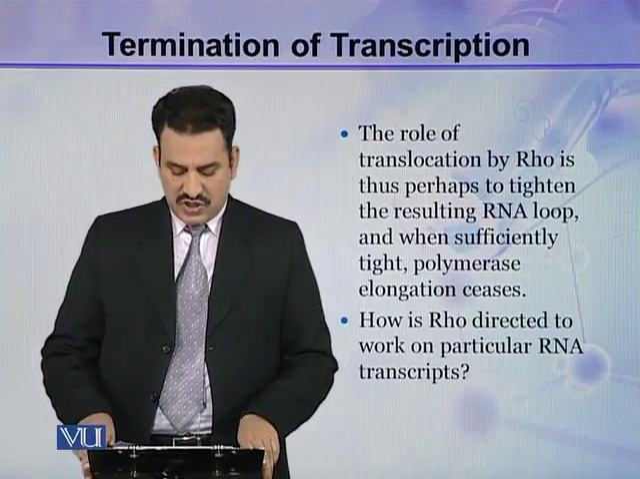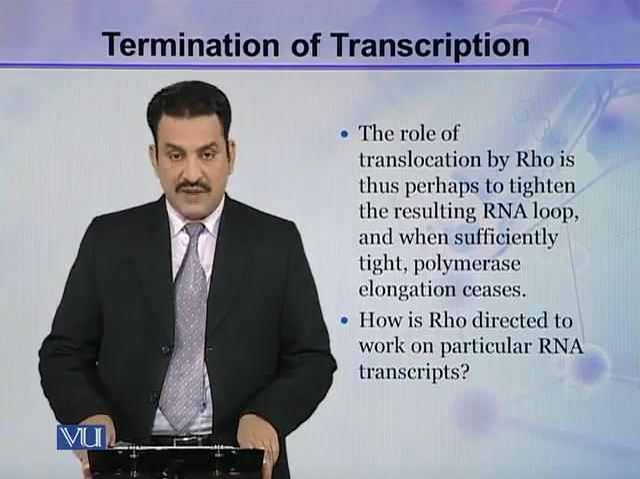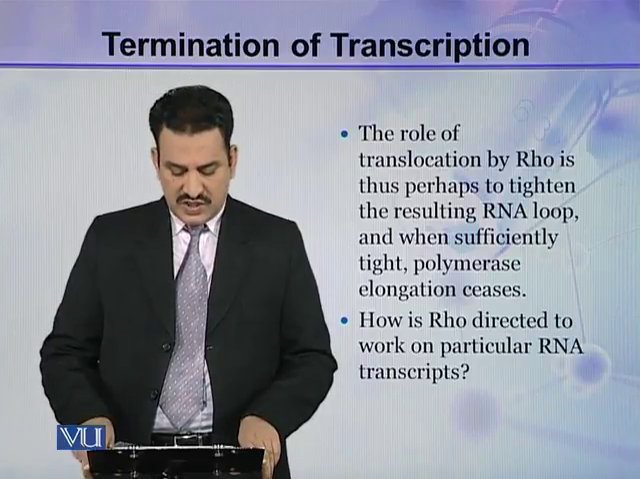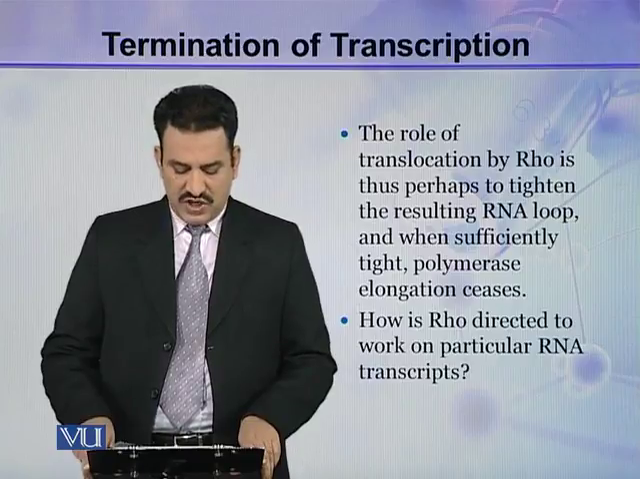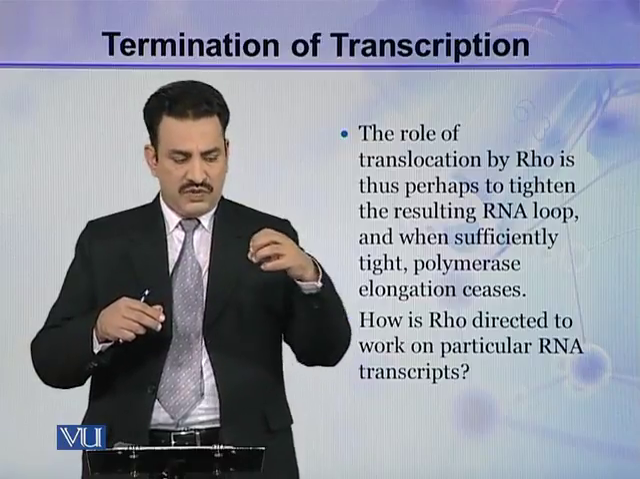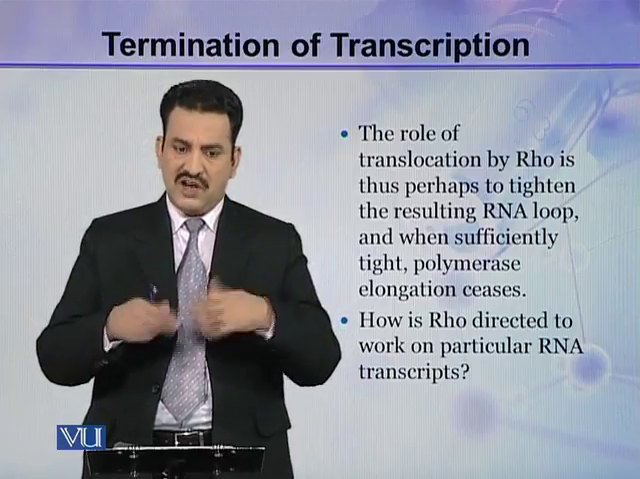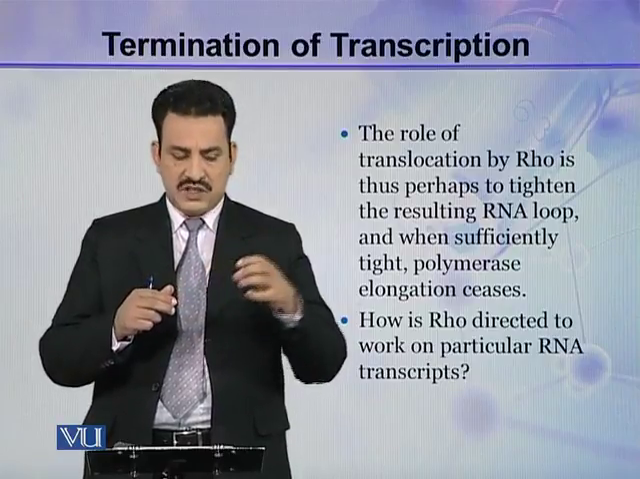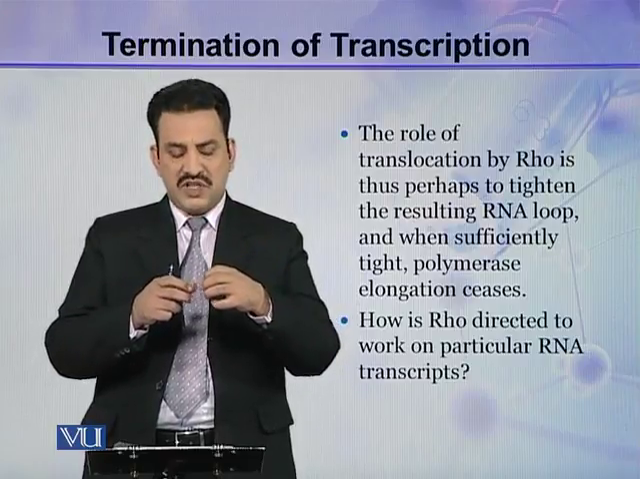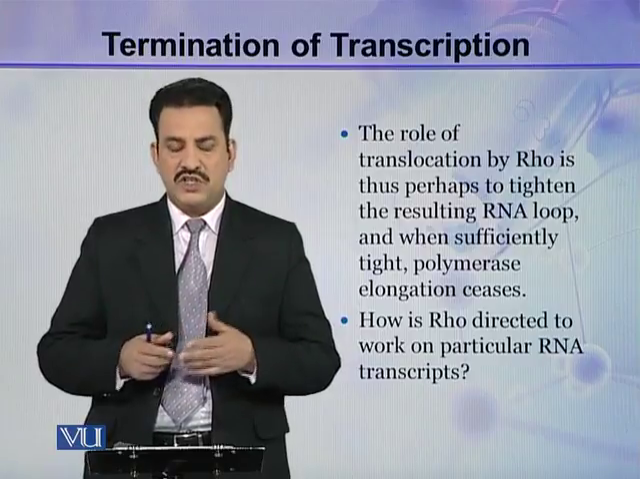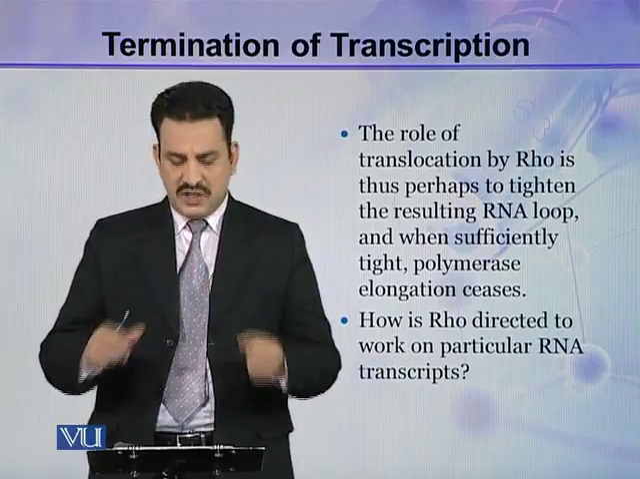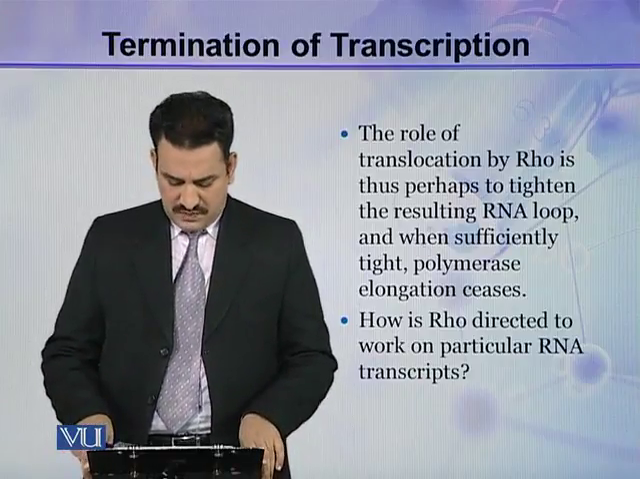The role of translocation by Rho is thus perhaps to tighten the resulting RNA loop, and when sufficiently tight, polymerase elongation ceases. So the purpose of this translocation of this Rho factor, if it is already attached to this complex, is just to tighten up this loop of RNA which is being synthesized. So when it is sufficiently tight, the RNA polymerase stops transcription.